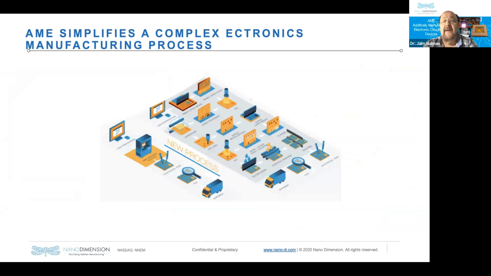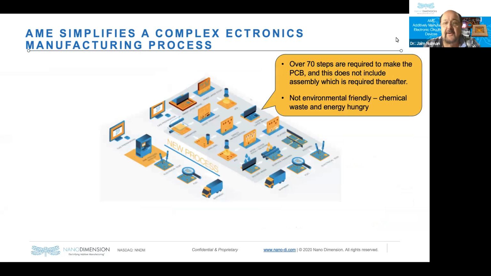So AME simplifies the complex electronics manufacturing process, and this is very important to understand. On the top side of this picture, we see the traditional process of PCB technology, which is more than 70 steps to make the PCB, and this doesn't include the assembly part of it. And it's not an environmentally friendly process. You have a lot of chemical waste, and it's an energy-hungry process.